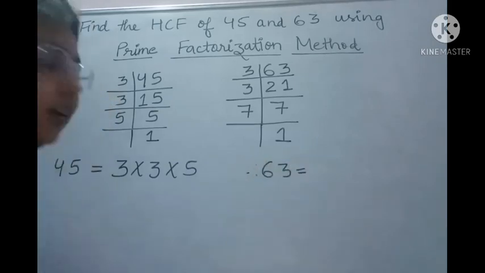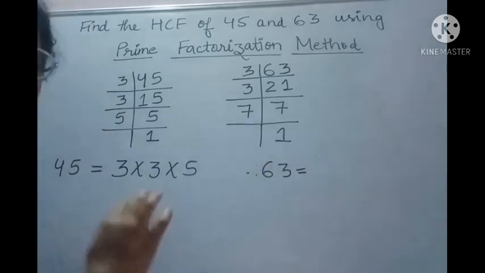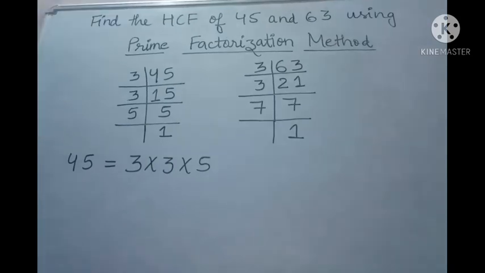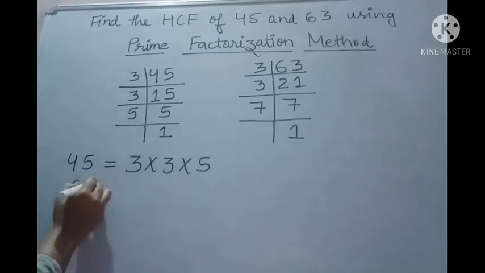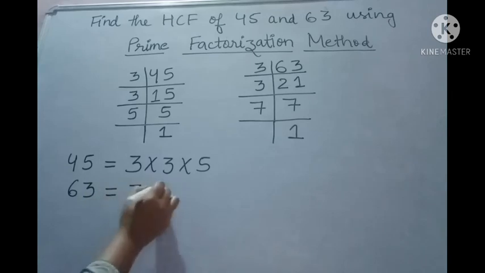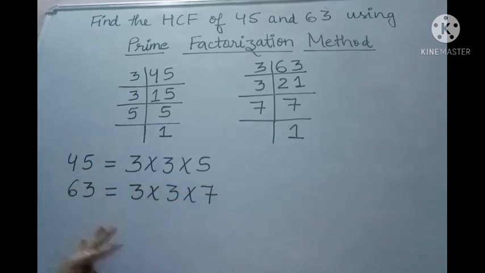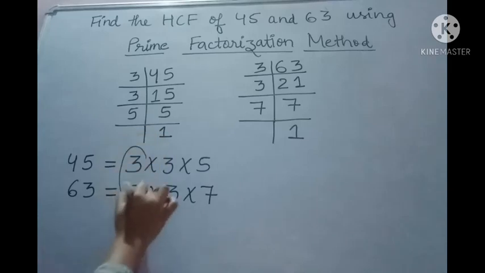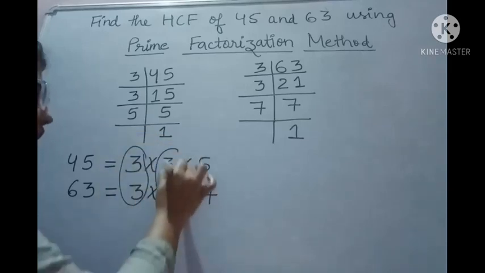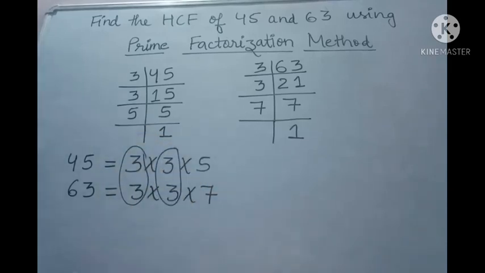So what are the factors of 63 there? Let me just write them together with 45, it will be easy for us. So 63 is equal to 3 multiply 3 multiply 7. I just wrote all the prime factors of the numbers. Now you can see which are common in both. So you can see that this 3 is common, along with this 3 is common. Only these 2 things are common.